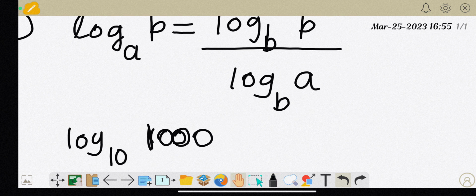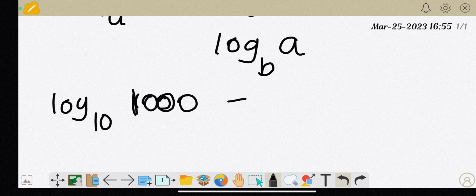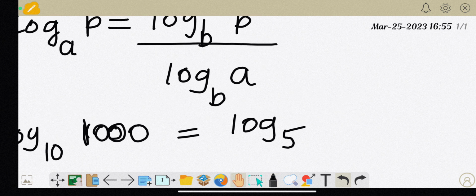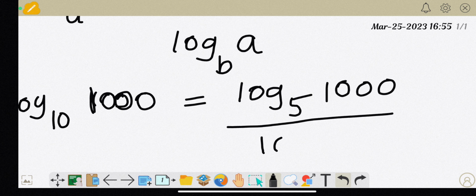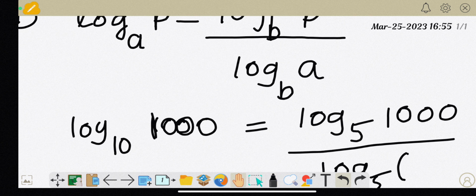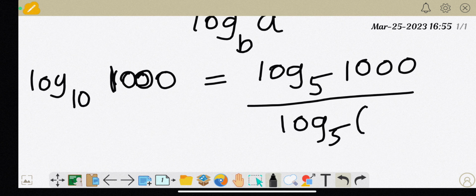Now this thing you can write with some other number as the base. So log base 5, what is the value in terms of p, what is the 1000 base 5, a. So a means 10. So you can write it in this way.